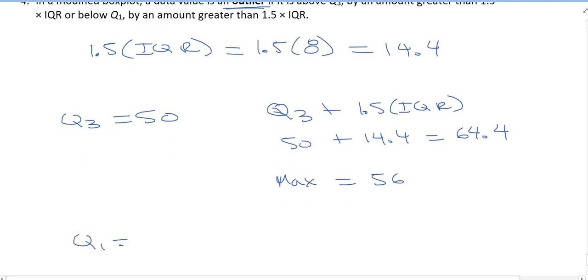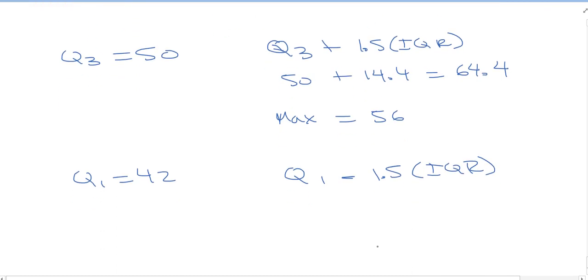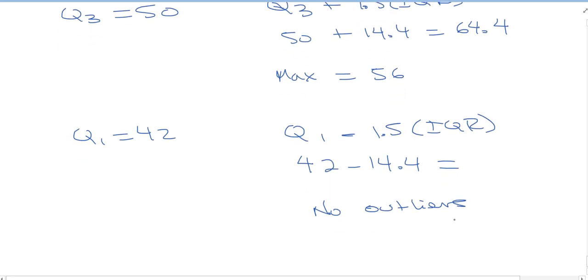And then our Q1 was 42, right? So then if I do Q1 minus 1.5 IQR, so below Q1, so that's why I'm subtracting. So if I do 42 minus 14.4, what does that give us? And remember, our lower value was 38, so I can already tell, because 38 is only 4 below 42. Going 14 below that, 38 is not going to be an outlier. So that means we have no outliers. I'll let you do the math on this.